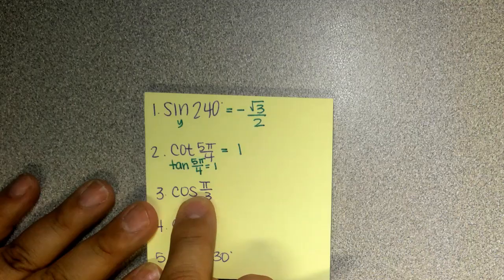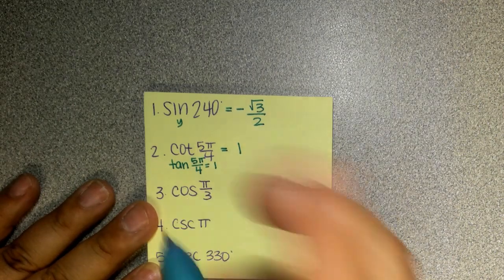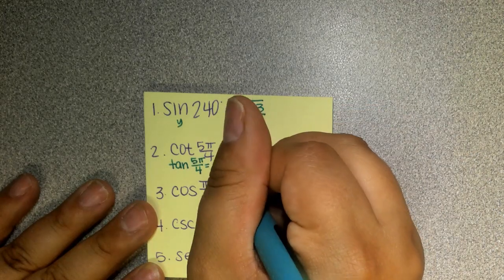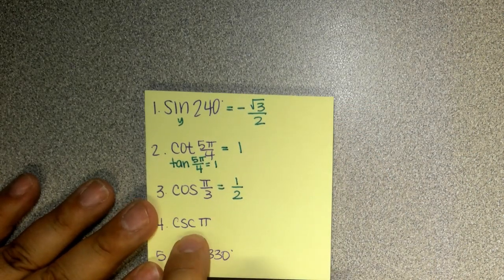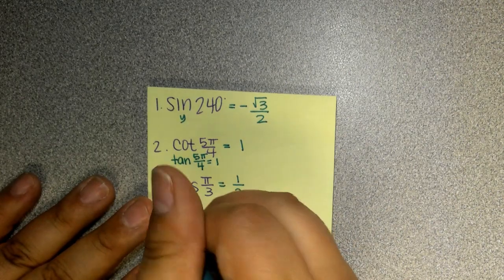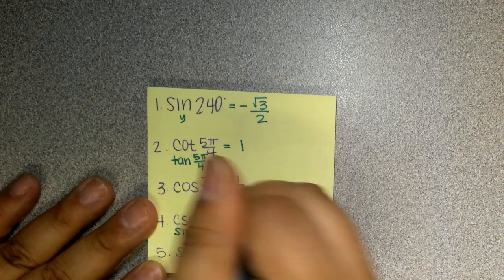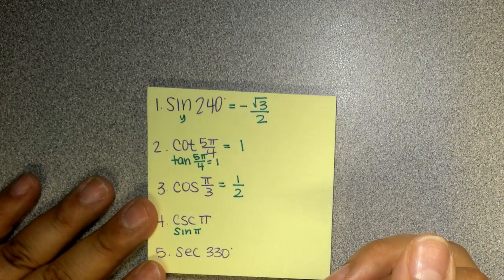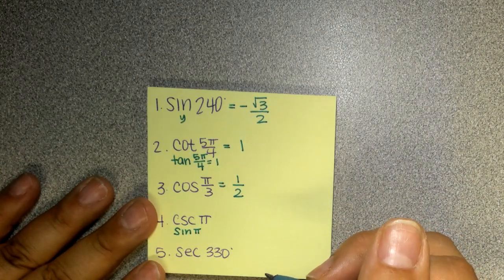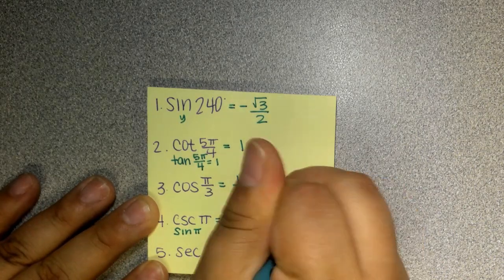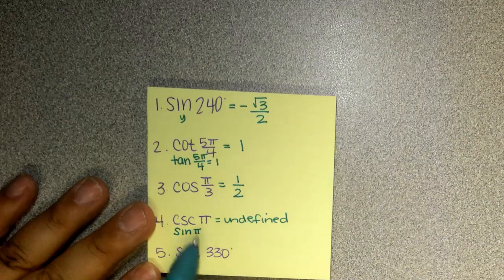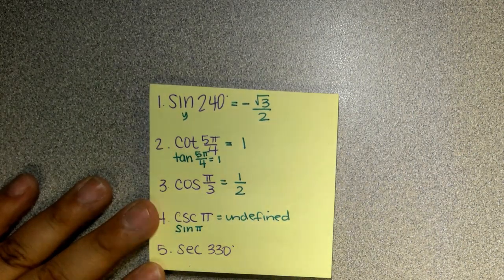Okay. Cosine of pi over 3. Pi over 3 is 60 degrees. What's the cosine of 60 degrees? 1/2. Cool. Got that one. The cosecant of pi. What's the reciprocal of cosecant? Sine. What is the sine of pi? 0. What's the reciprocal of that? So you don't have to have these memorized. All you got to know is your unit circle and then do the reciprocal.